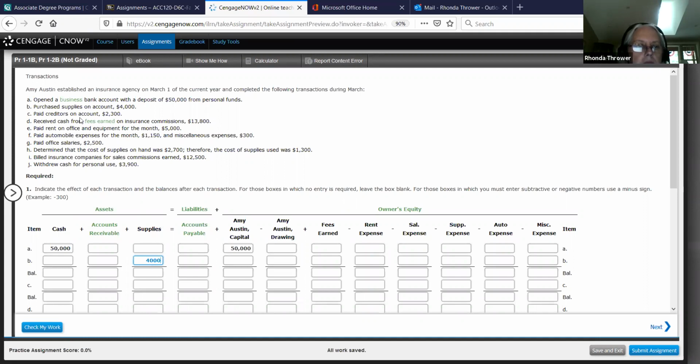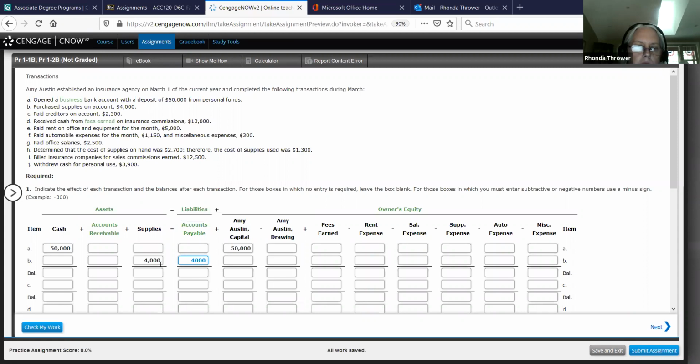So supplies is increasing in the B transaction, whereas my accounts payable will also be affected because we are buying the supplies and we did not pay cash for them. We know that we bought them on credit. When you see the words on account, sometimes it'll signal to you that it's accounts payable that we're talking about here. So we actually owe $4,000 to our creditors now. Our accounts payable, our liabilities, or amounts that we owe have gone up. And so we're going to record it in the liability section.